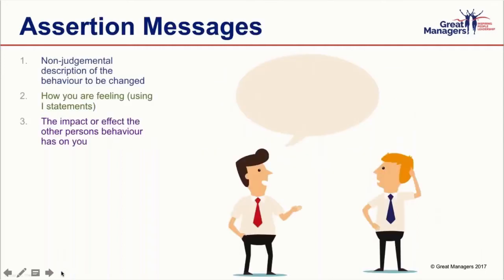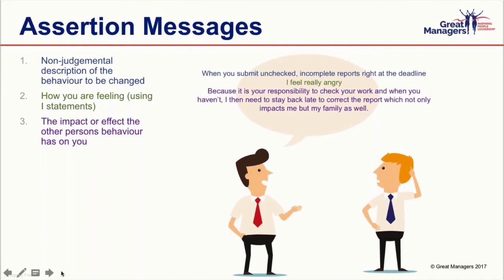So here's another assertion message about someone who's submitting reports late. You might say something like, when you submit unchecked, incomplete reports right at the deadline, I feel really angry because it's your responsibility to check your work, and when you haven't, I then need to stay back late to correct the report, which not only impacts me, but my family as well. So you can see that that's quite a strong message there. But if that's appropriate for the situation, that's what needs to be said in a skillful way.